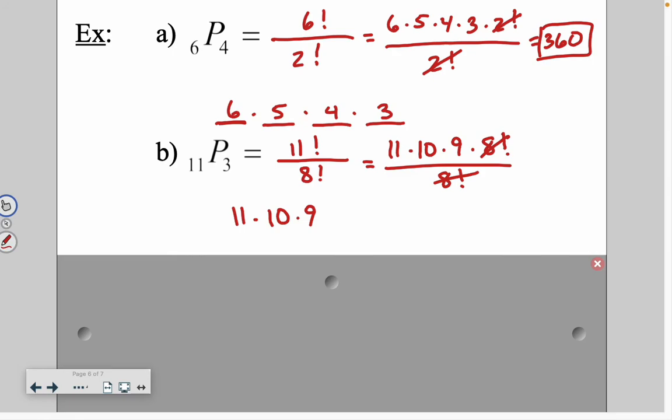990? Okay. Should get 990. Last one. This one you've done before. Not this exact problem, but you've done just stuff just like this.